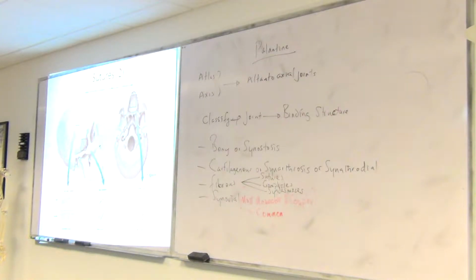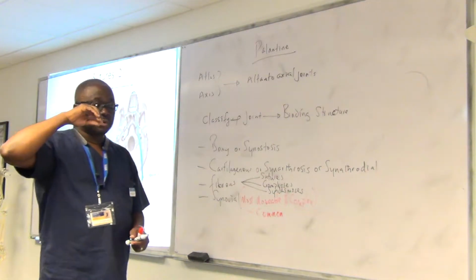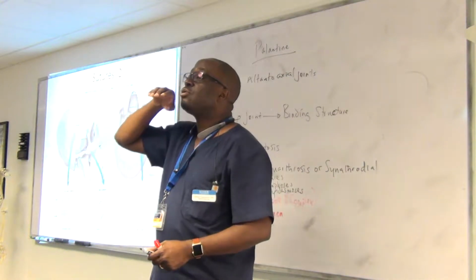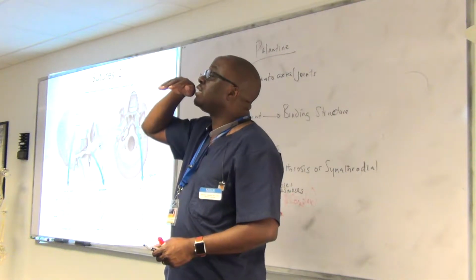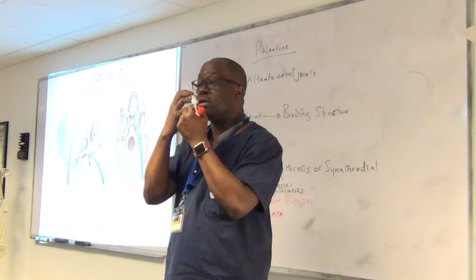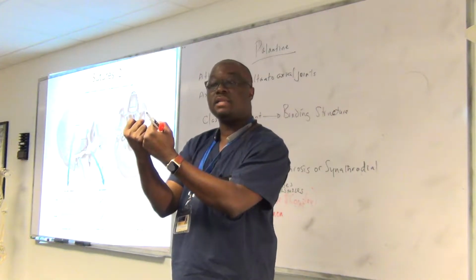So the palate, the type of structure, can be hard or soft. The hard one is in front. Why? Because we do a lot of chewing and all that. It's going to be able to withstand the resistance.